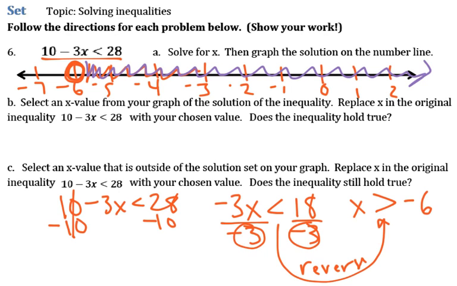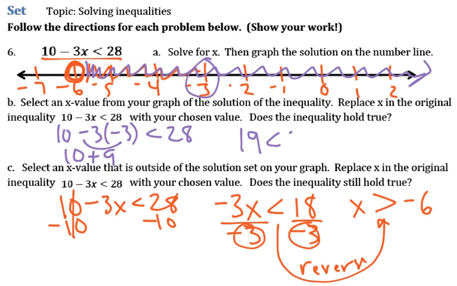Then part B says select an x value from your graph of the solution of the inequality. Replace x in the original inequality, 10 minus 3x is less than 28, with your chosen value. Does the inequality hold true? So let's do negative 3. So 10 minus 3 times negative 3. Is that less than 28? Negative 3 times 3 is positive 9. 10 plus 9 is 19. Is 19 less than 28? Yes, it is. So that's true.